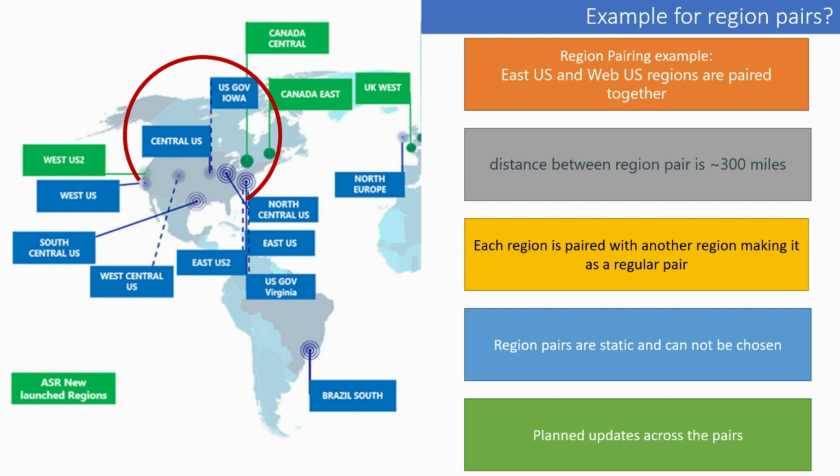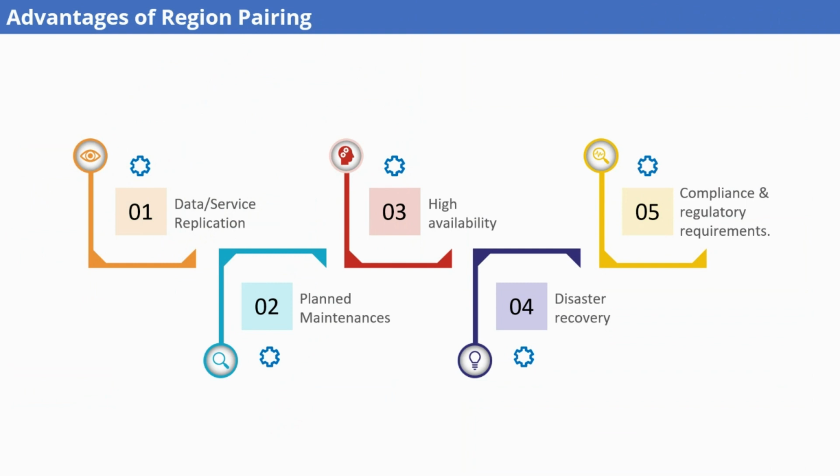Now let's see some of the advantages of region pairing. Region pairing delivers five major advantages. Let's see them one by one. Number one, geo-redundant storage services are used to automatically replicate data between the region pairs, so there is no data loss. If any failure is detected in one region, the other region will come up and serve your application, so the customer will not feel that there is a downtime.